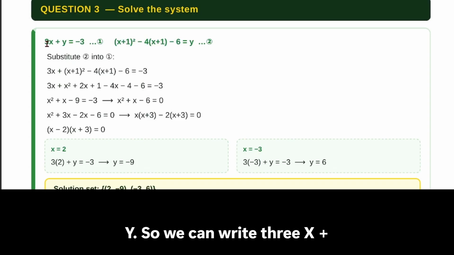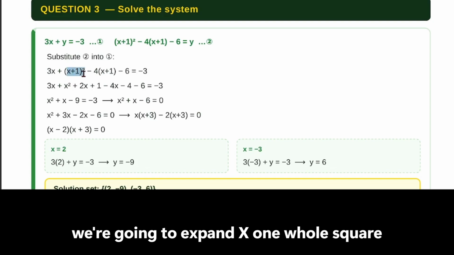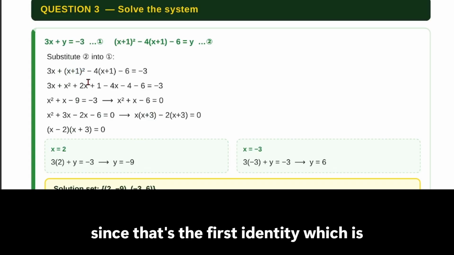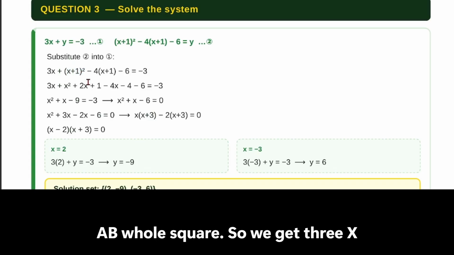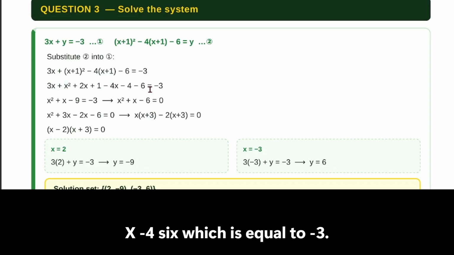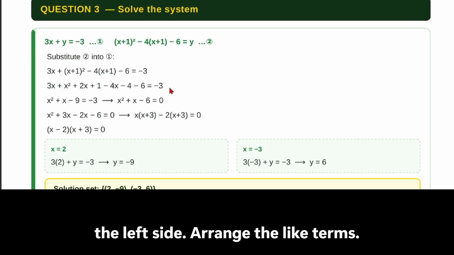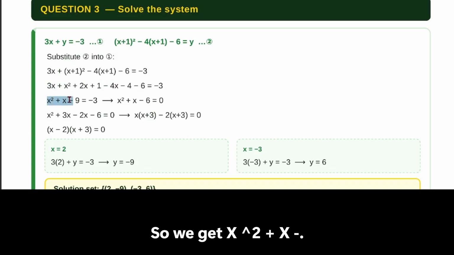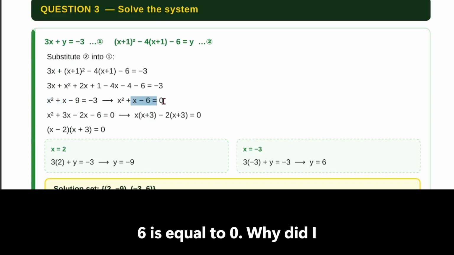So we can write 3x plus (x plus 1) whole squared minus 4 into (x plus 1) minus 6 is equal to negative 3. Now we're going to expand (x plus 1) whole squared, since that's the first identity, which is (a plus b) whole squared. So we get 3x plus x squared plus 2x plus 1 minus 4x minus 4 minus 6, which is equal to negative 3. Now we're going to bring negative 3 to the left side and arrange the like terms. So we get x squared plus x minus 6 is equal to 0.